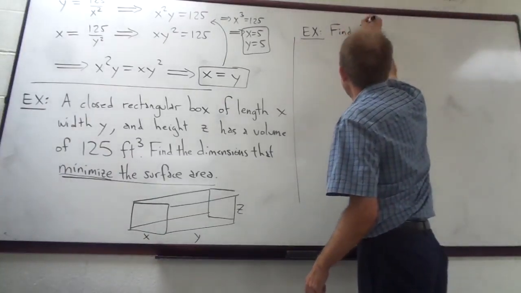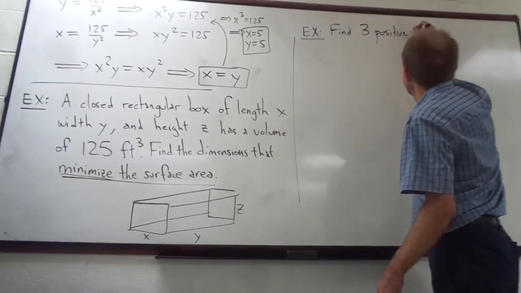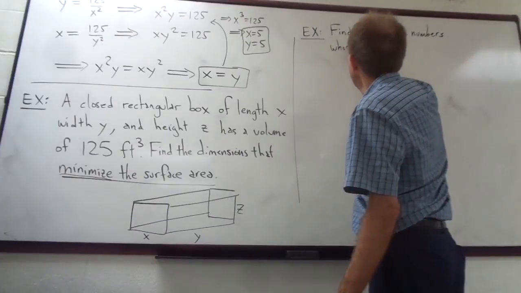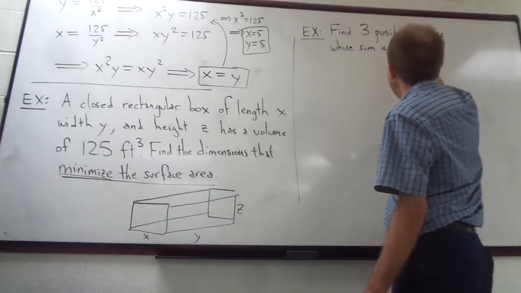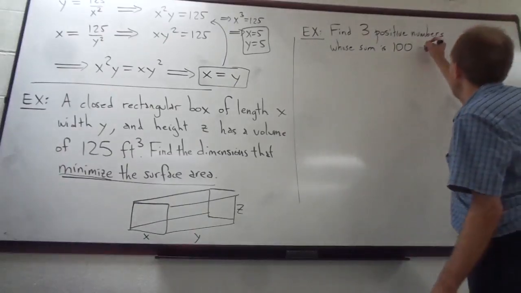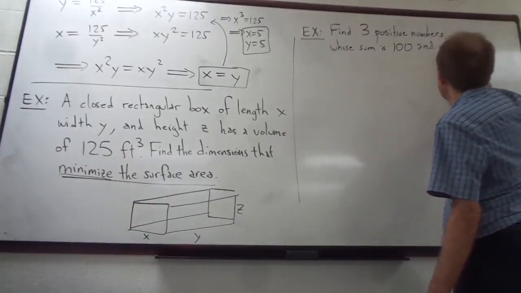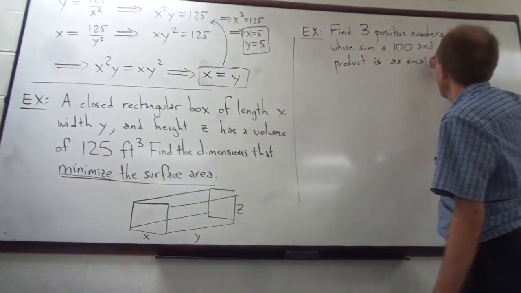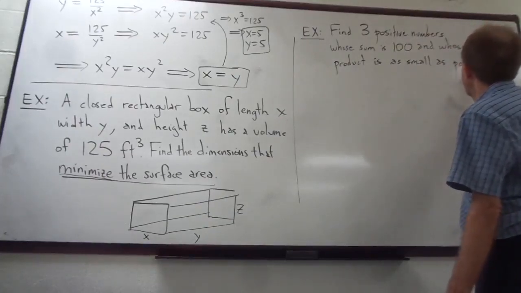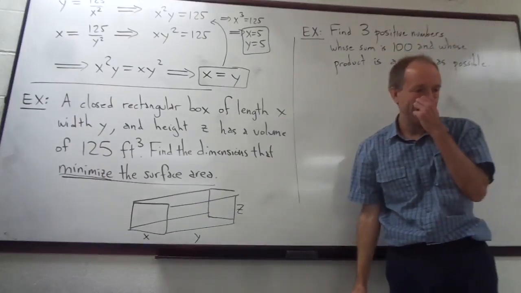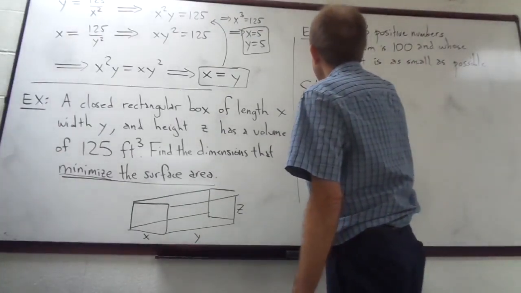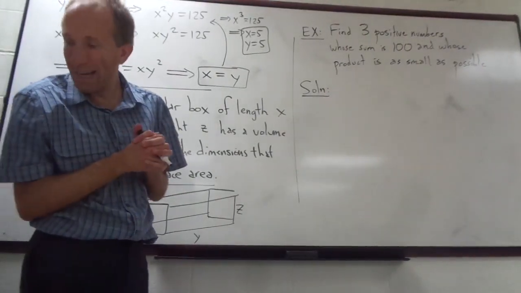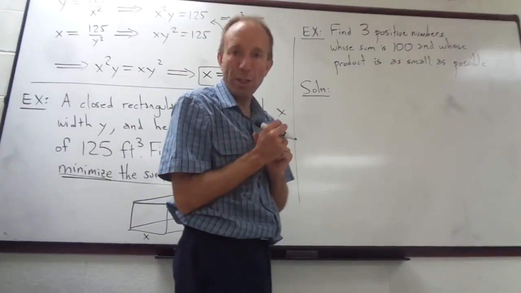Let me give you one more example here. Find 3 positive numbers. This is similar to a homework problem, so I thought it might be useful to show it to you. Find 3 positive numbers whose sum is 100, so they add up to 100, and whose product is as small as possible. Okay, so let's try this. In other words, when I add up the 3 numbers, I have to get 100. But when I multiply the 3 numbers together, I want that product to be as small as possible.